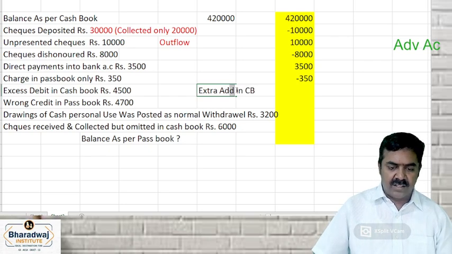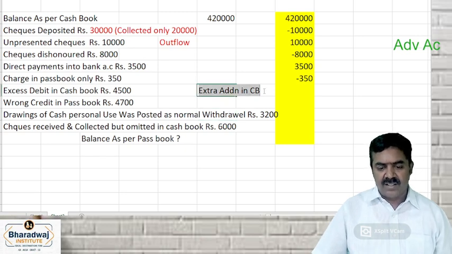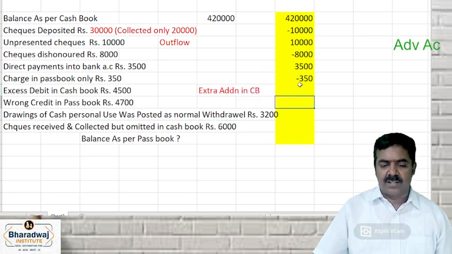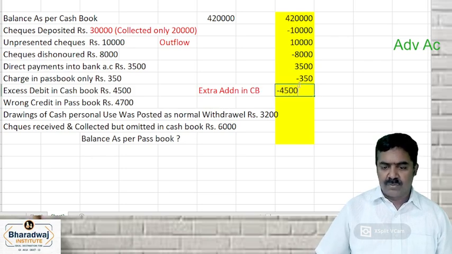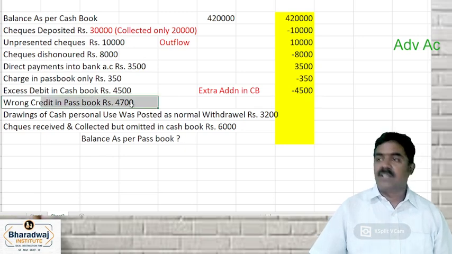Extra addition in cash book. What to do? You have added extra in the cash book, so we have to adjust according to the banker. So deduct. How much? 4,500.